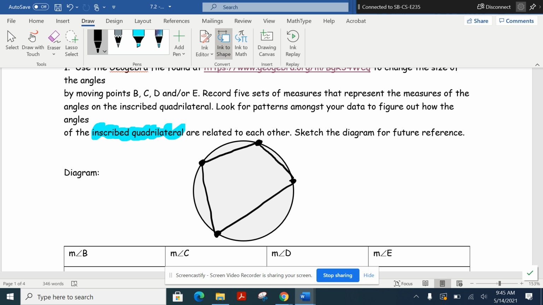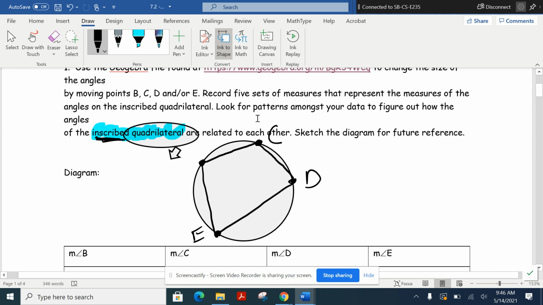So whatever yours looks like, as long as you have a quadrilateral, quad meaning four, which we dealt with in the past, so I have four sides. When it says inscribed, that means the four vertices are inscribed angles on that circle. Okay? So that's our diagram. And then since we have B, C, D, and E, let's label these angles B, C, D, and E.